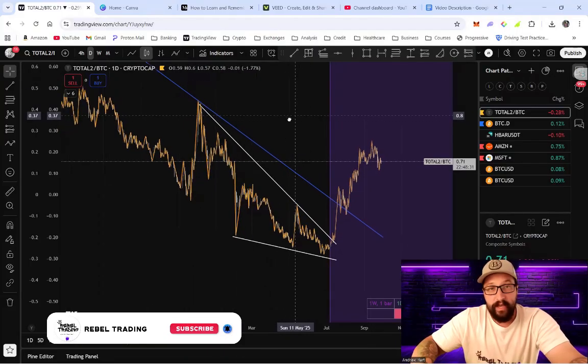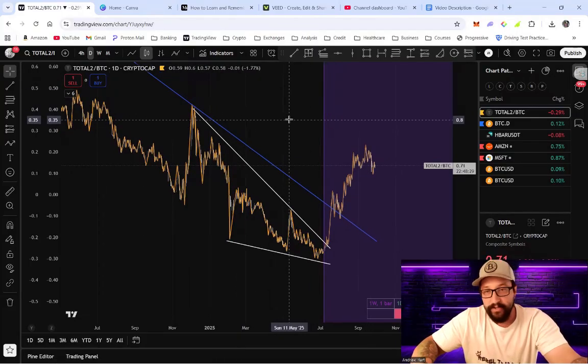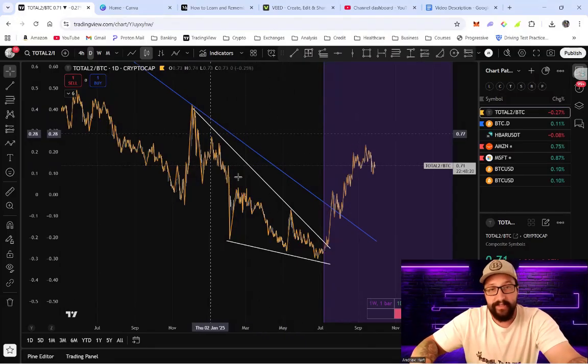These patterns are in no particular order. I'm just going to go over some of the more common ones, how they're used and how they're interpreted, and then I'm going to tell you how I interpret them as well. So the first one I want to talk about is a descending wedge.